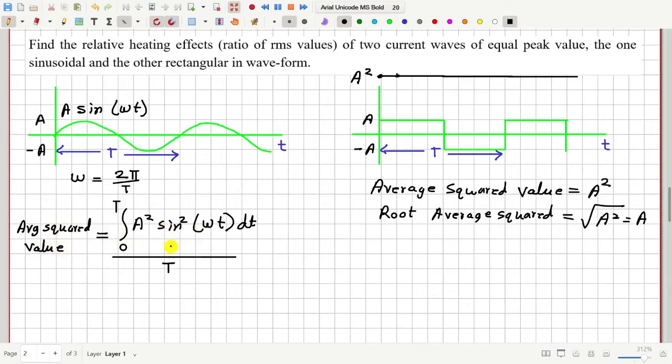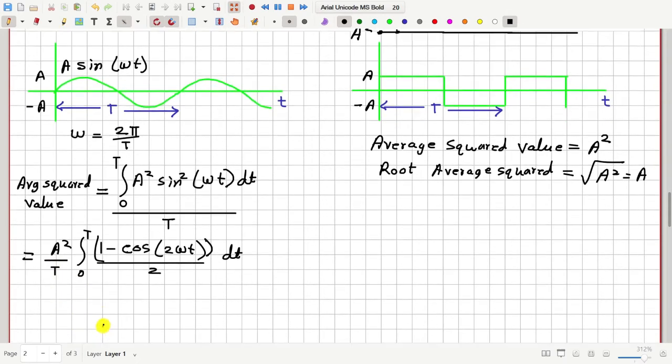Now let us find out how much this is. This will be equal to A squared, which I can write outside the integration. Then sine squared omega t can be written as 1 minus cosine 2 omega t, divided by 2, dt. This is integrated from 0 to capital T, and then the whole is divided by capital T.